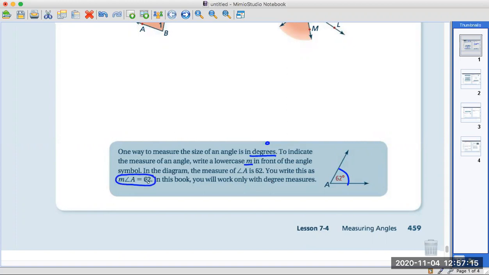This is important. So I'm going to say measure angle. There's our angle symbol. A is 62 degrees. That's what this symbol means.